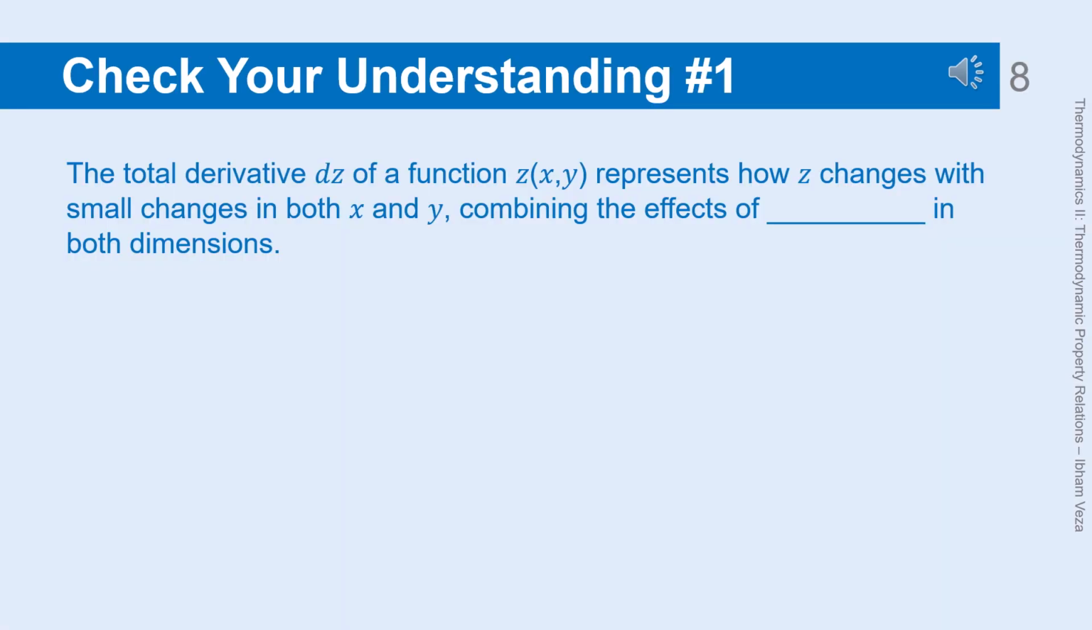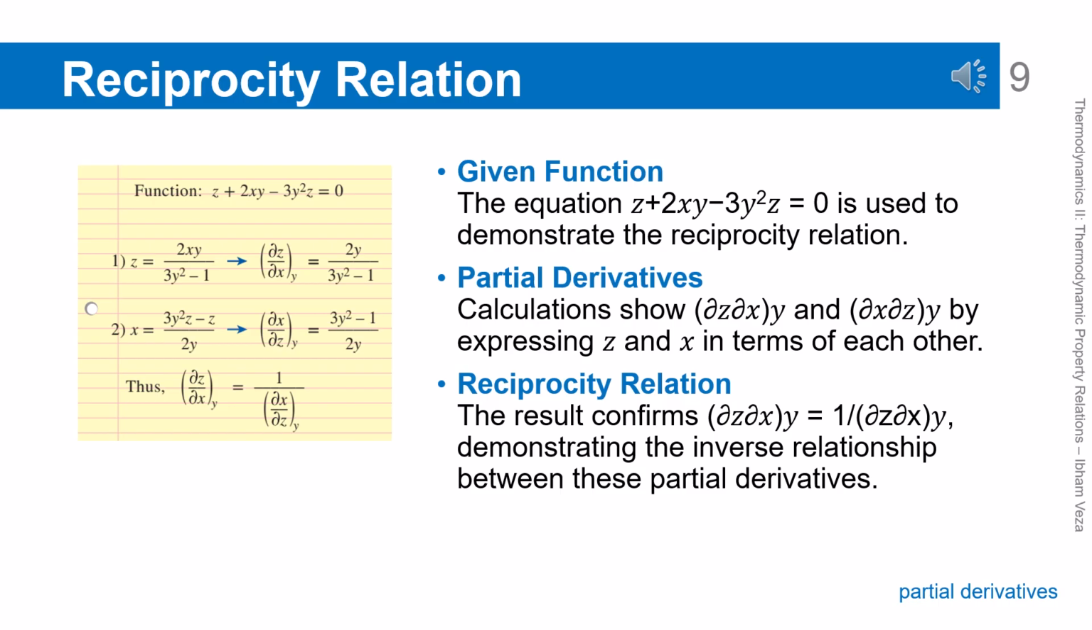The total derivative, dz, of a function z of x and y represents how z changes with small changes in both x and y, combining the effects of partial derivatives in both dimensions. Reciprocity relation in partial derivatives.